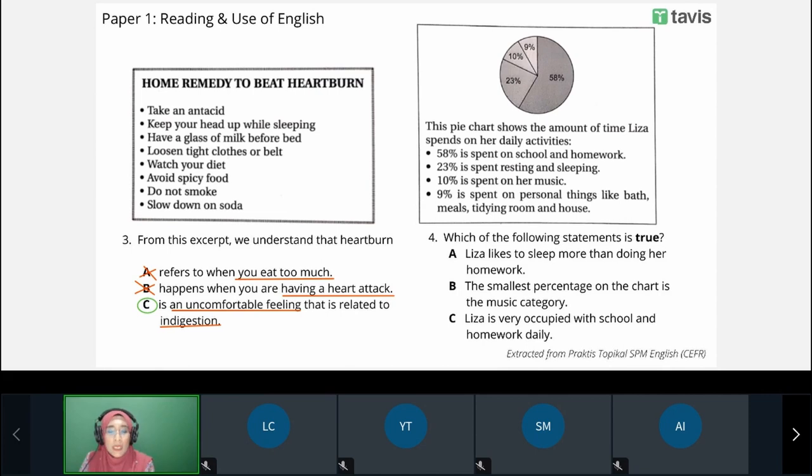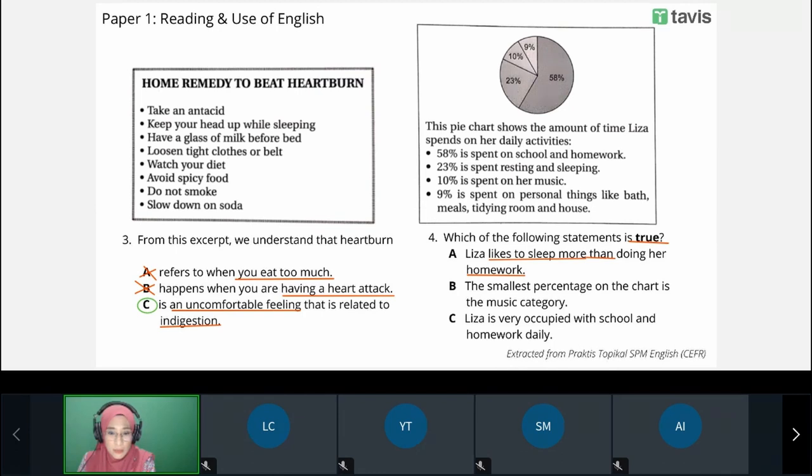Okay, so which of the following statements is true? So the word highlighted here is true. All right. Oh, sorry, I put it in green. Okay, let me change that to red. Okay, so we've got to find out which statement is true. A: Lisa likes to sleep more than doing her homework. She likes to sleep more than doing homework. Okay. Next one. B.